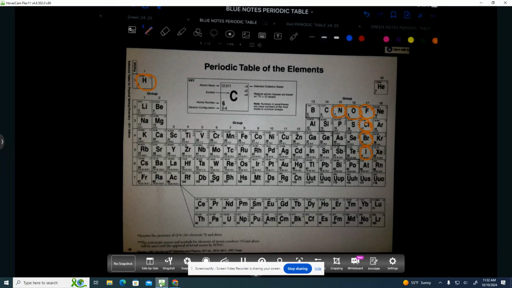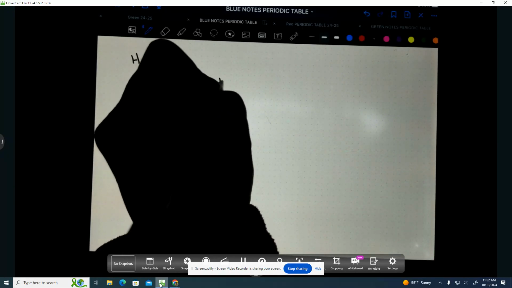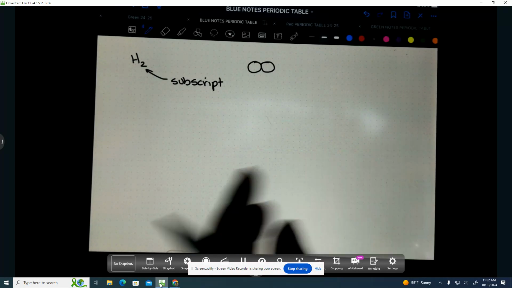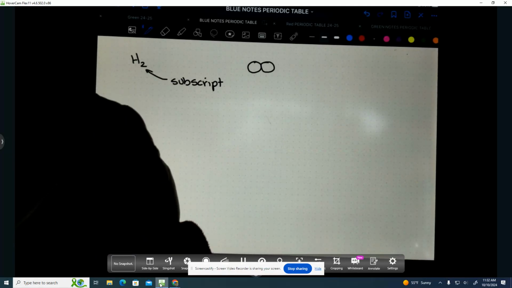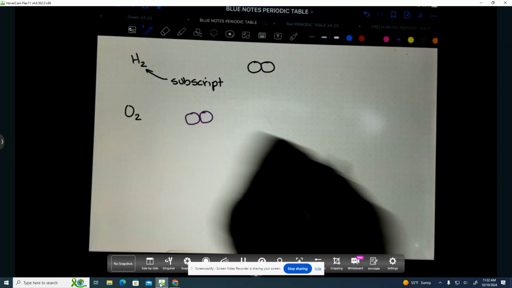Those diatomic elements, when they are in elemental form, will have a subscript of 2. This subscript means there's 2 hydrogen atoms that are bonded together. They are identical, but it's still an element. Oxygen would also have 2. Would look like that.